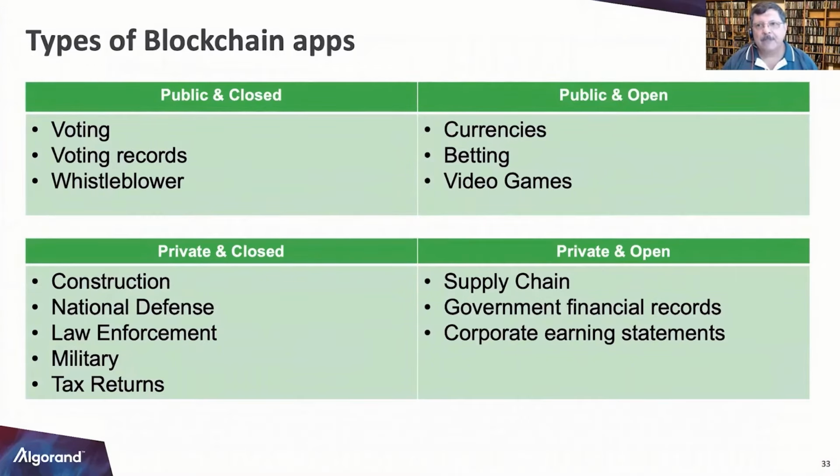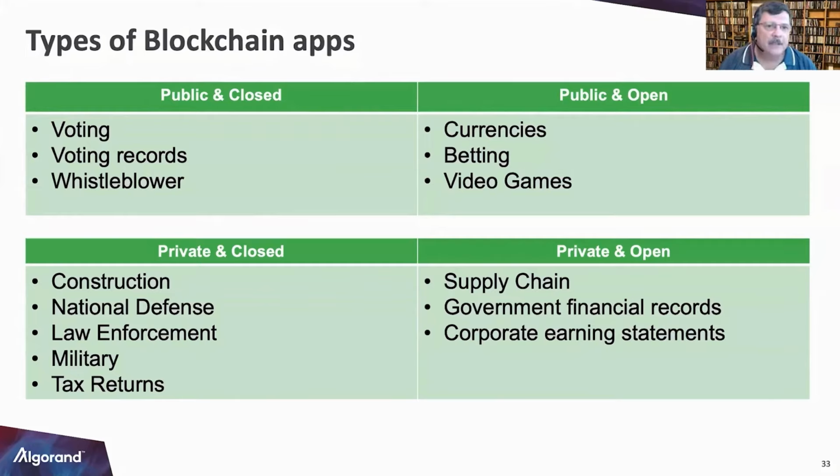What kind of apps can you build on these? Well, in the public and open, that makes the most sense, right? Now you've got things like currencies are good for that, betting, video games. Really, information is not really critical in terms of privacy. And then you look at things like public and closed in the upper left.